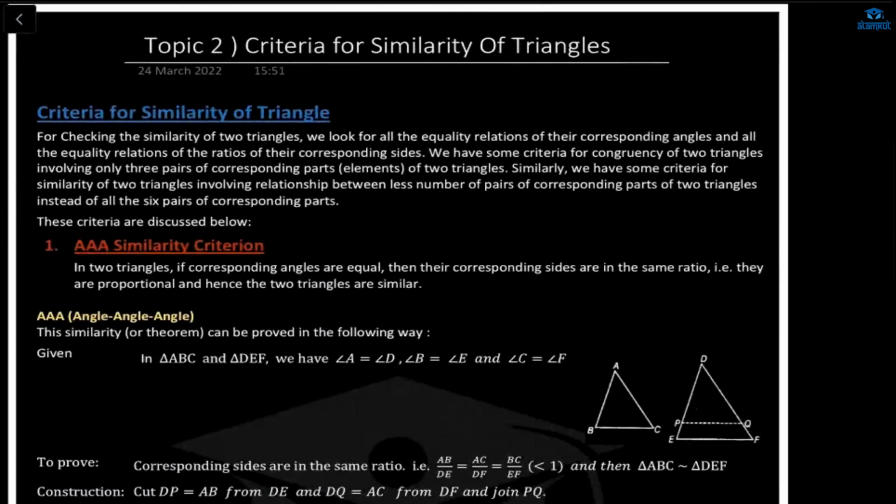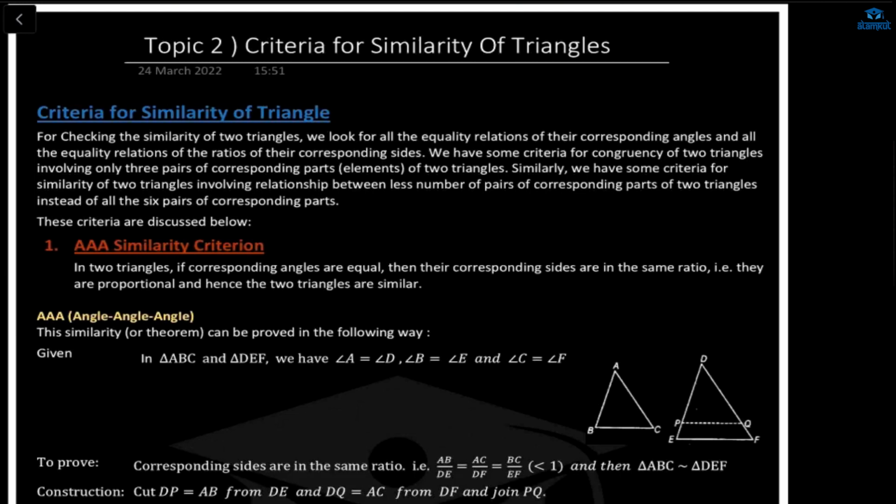Okay, now for similarity, to check whether two triangles are similar or not, you don't need to check all 6 pairs of corresponding parts, that means all 3 angles and all 3 sides of the triangle. Among all these, a few criteria are enough to check whether both triangles are similar or not.